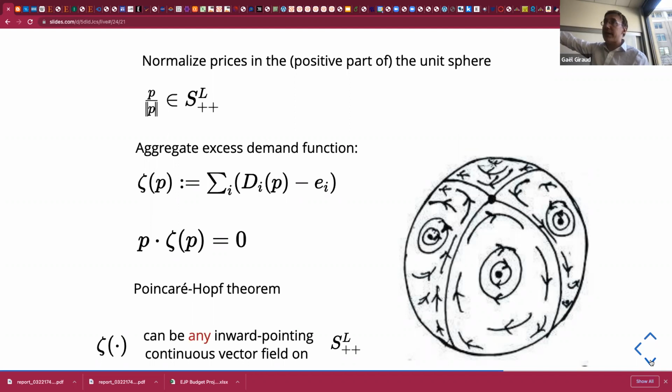Why? Because people fulfill the budget constraint very easily. So this function zeta over there is a vector field on the unit sphere. And then the question becomes, are there structures imposed by the fact that this vector field is not any vector field, but comes from the maximization program of a household? Does this imply something on the vector field?